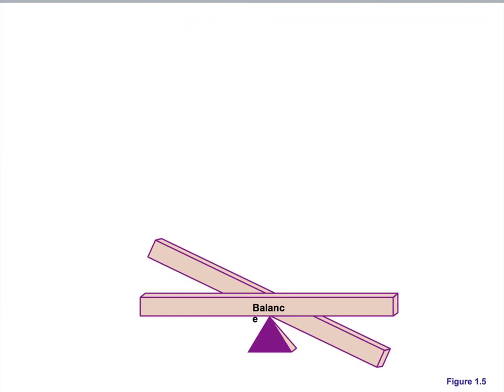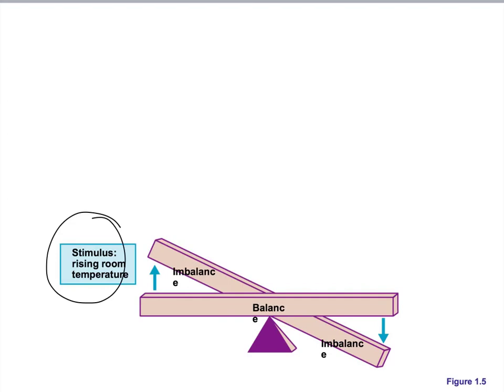Okay, so we have a balance here. When it's straight, this is normal. If it's deviating too high or too low, you're deviating from that set point. So here our stimulus is a rising room temperature. The same thing could happen if the room temperature is dropping too low. Either way, you're deviating from the norm.